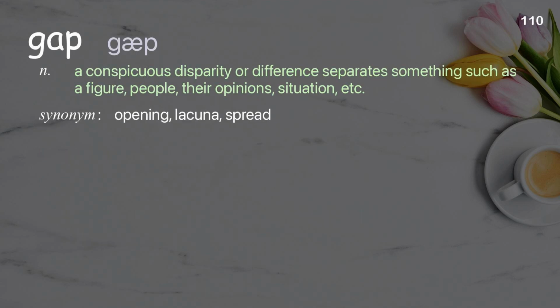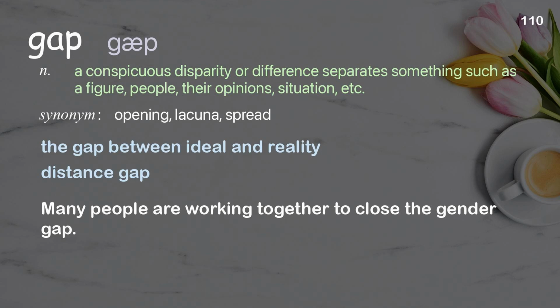Gap. A conspicuous disparity or difference that separates something, such as figures, people, their opinions, situations, etc. Examples: The gap between ideal and reality. Distance gap. Many people are working together to close the gender gap.